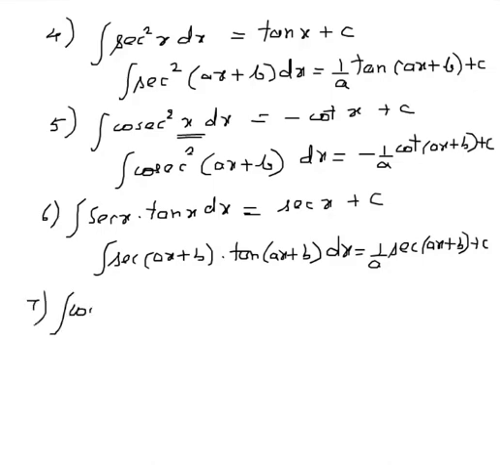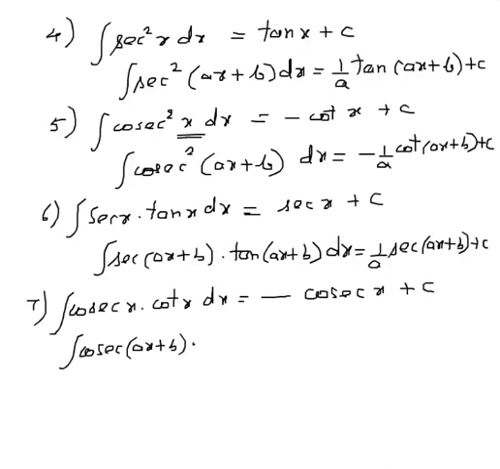Similarly, integral of cosecant x cot x dx will be minus cosecant x plus c, and we can apply this formula for linear function of x. Cot of ax plus b dx is minus cosecant ax plus b divided by a and plus c.